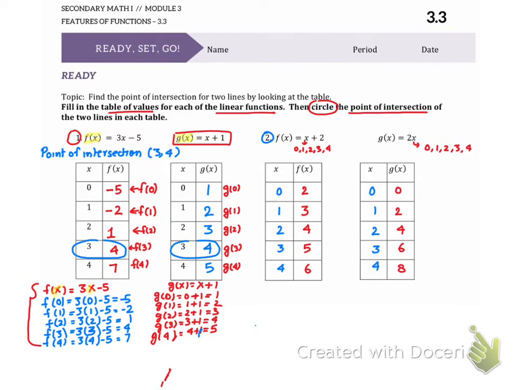Now I have to find the point of intersection, and how to get the point of intersection? Always look for the common points. When I look for it, my common point could be this one. I see 2, 4 is here and 2, 4 is here. This is the point which is on both the functions. So my point of intersection is 2, 4.